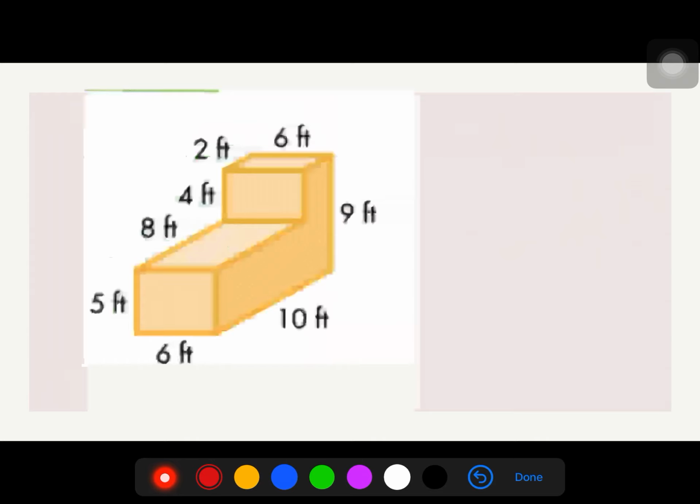I'm going to give you one to try on your own. Pause your screen, draw on it to see, and then tell me the total volume.